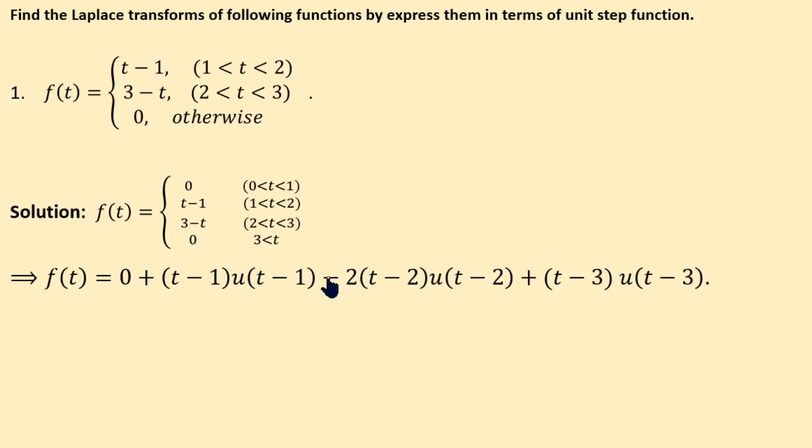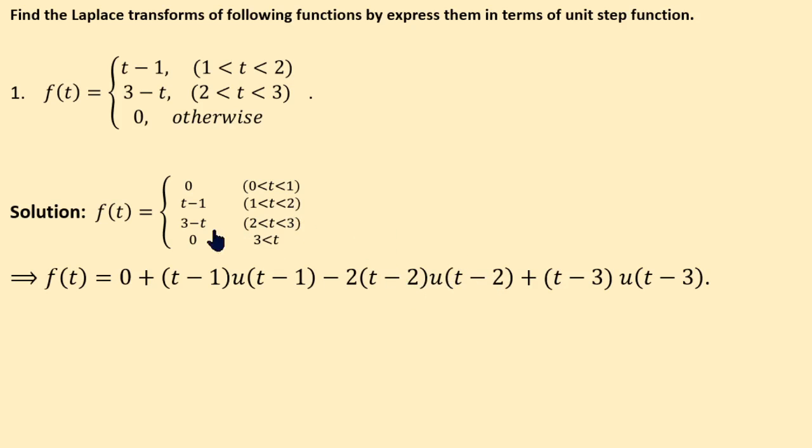See, if you simplify this, third function minus second function means minus 2t, and then 3 minus minus 1 means 3 plus 1, 4, so minus 2 into minus 2 is 4 plus 4, minus 2t plus 4 can be written as minus 2 times of t minus 2 into unit step function u t minus b, b means here 2, common to third and fourth, so u t minus 2.